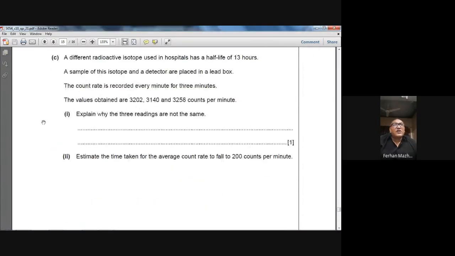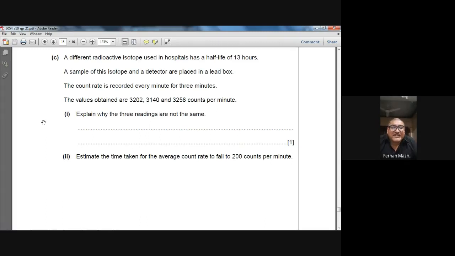A different radioactive isotope used in hospitals has a half life of 13 hours. A sample of this isotope and a detector are placed in a lead box. The count rate is recorded every minute for 3 minutes. The values obtained are 3202, 3140, and 3258 counts per minute. Explain why the three readings are not the same.